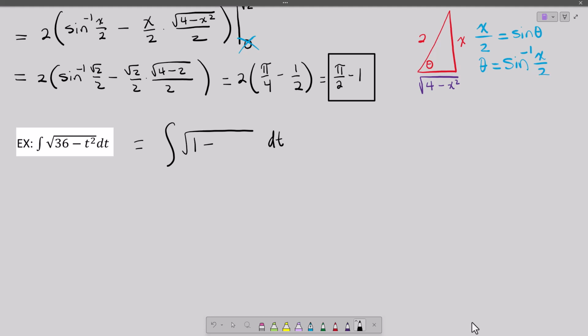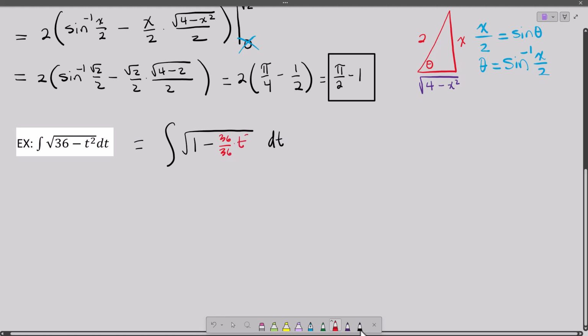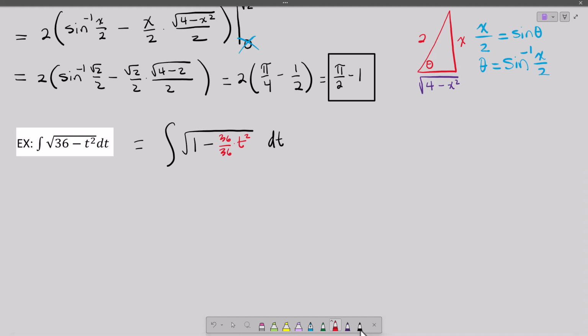So what are you going to multiply t squared by so that you can deal with that 36? 36 over 36, right? If your goal is to factor out that 36 and there's no 36 there, well then we multiply the t squared by 36 over 36 so that the 36 is there. Let me put that 36 back over here so that we have that. Now you have a common factor that can be removed.